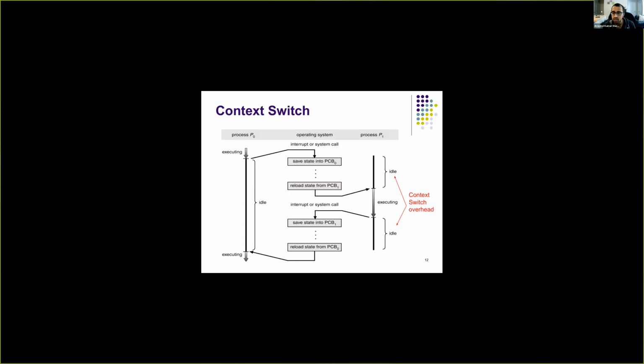And this work is not the real work. The real work is when we give the CPU to the process. So all the other work the operating system is doing is kind of overhead because it is managing the process. The useful work is the work that is done by the process. So context switch has overhead.